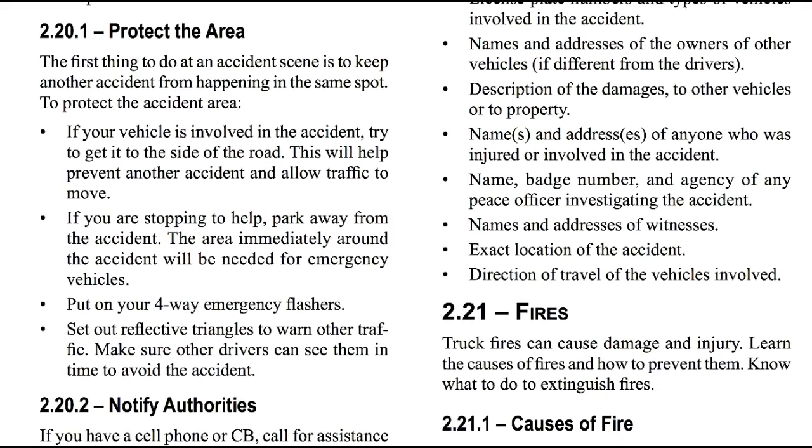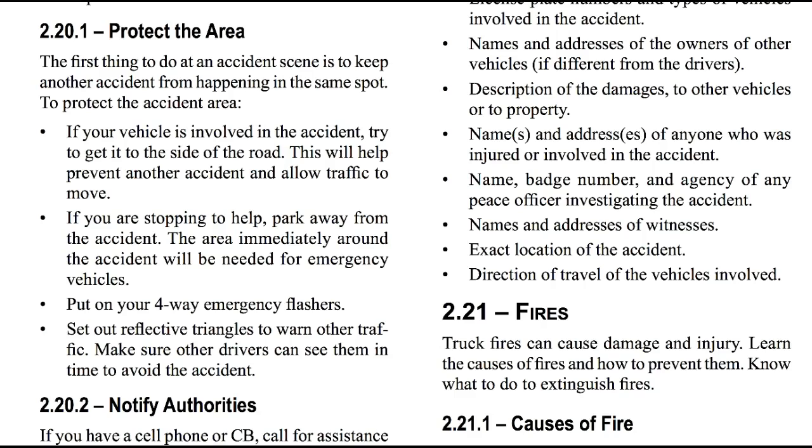How to protect the area. The first thing to do at an accident scene is to keep another accident from happening in the same spot. To protect the accident area, if your vehicle is involved in an accident, try to get it to the side of the road. This will help prevent another accident and allow traffic to move. If you are stopping to help, park away from the accident. The area immediately around the accident will be needed for emergency vehicles.